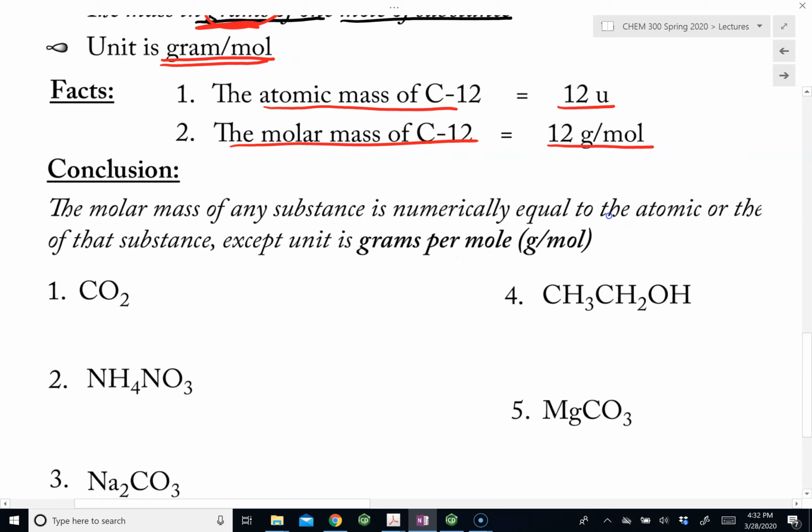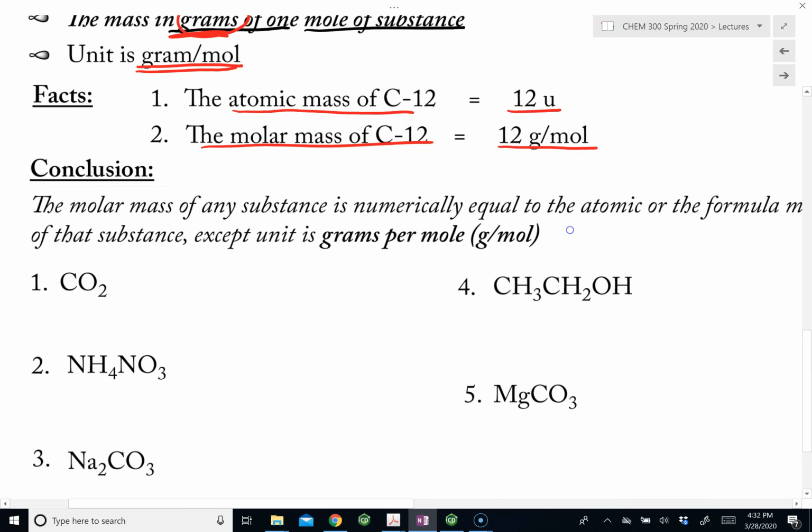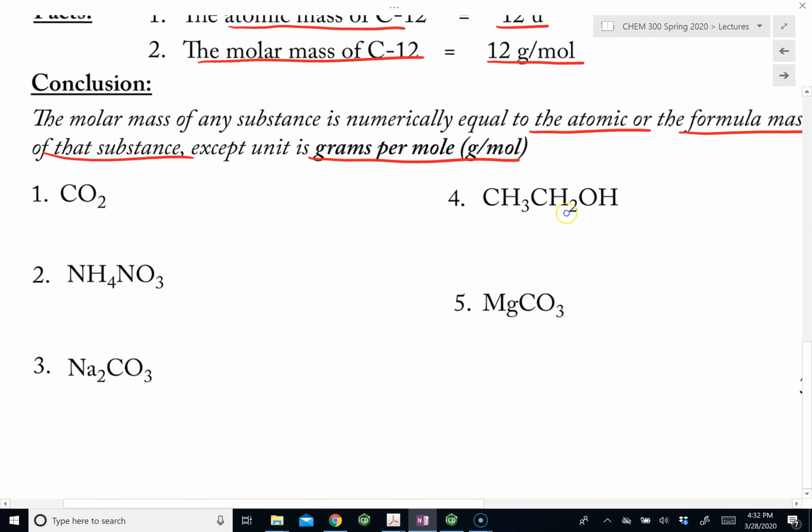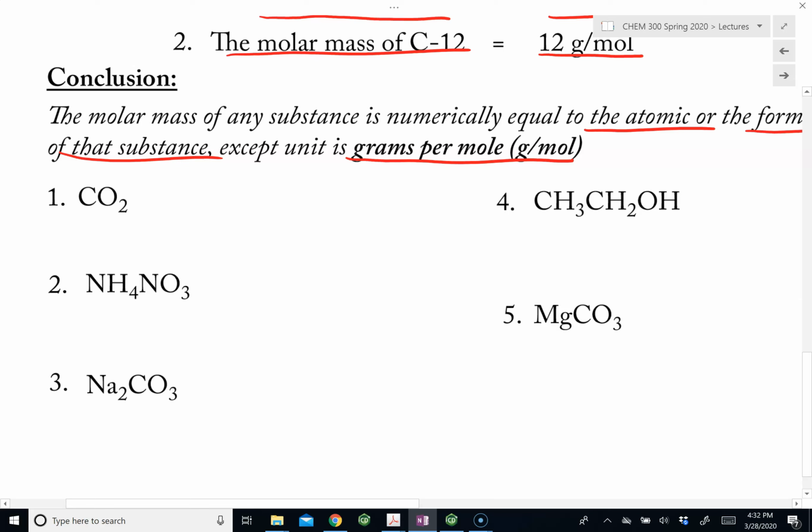So in conclusion, we see that the molar mass of any substance is numerically equal to the atomic or formula mass of that substance. The only thing that changes is that the unit is now gram per mole rather than u. For example, what would be the molar mass of CO2? We have seen already that the formula mass of CO2 is 44.01 u. So its molar mass would now be 44.01 gram per mole. That will be the molar mass of CO2.